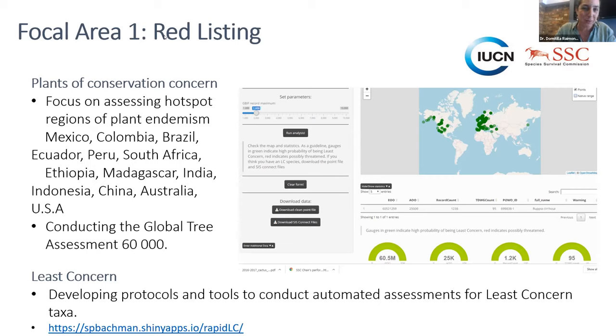And if we don't quite make it, we'll finish it in the next year or two. So a lot of assessment work going on trees.